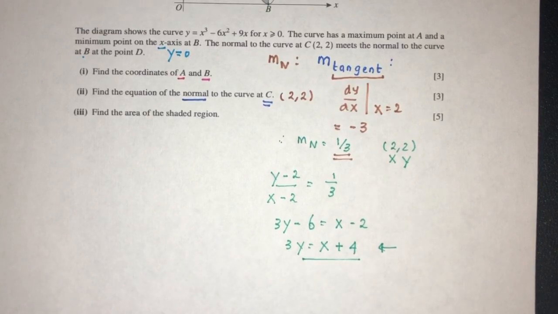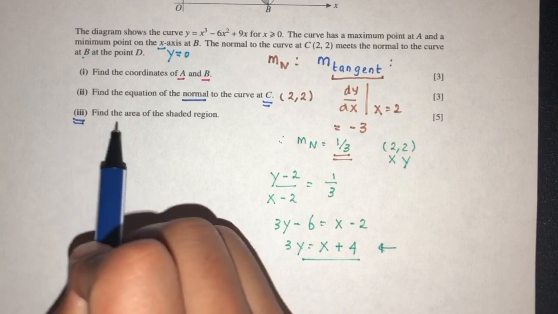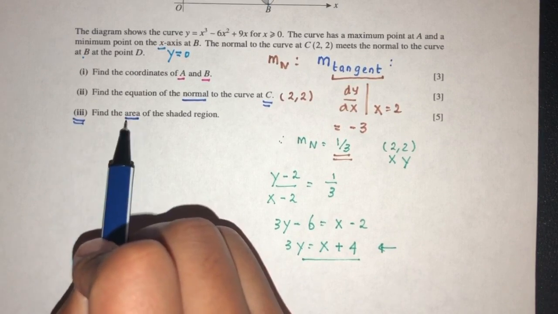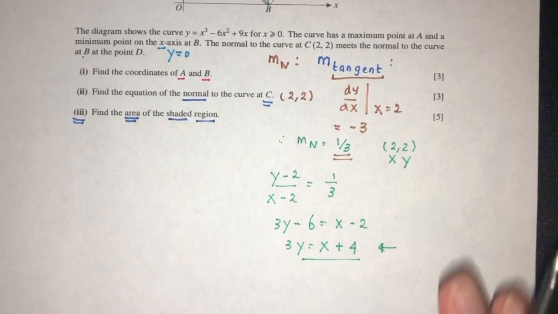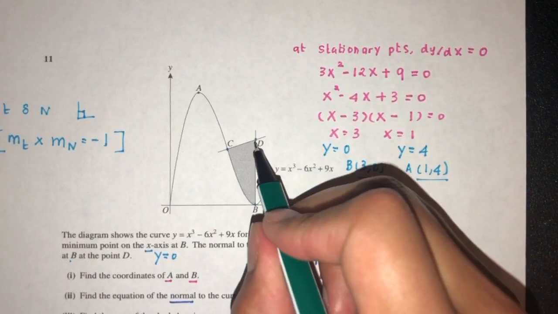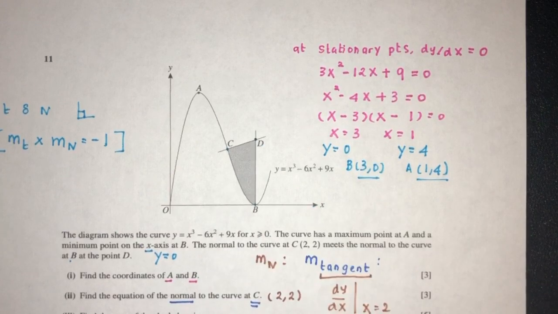Again, you can simplify, make y become subject. It is up to you. Now for this one, we have to find the area of the shaded region. Okay, so before we do this, actually, how about we find the point D?